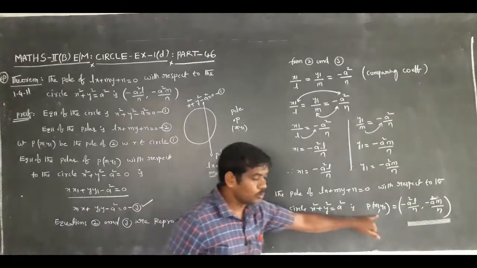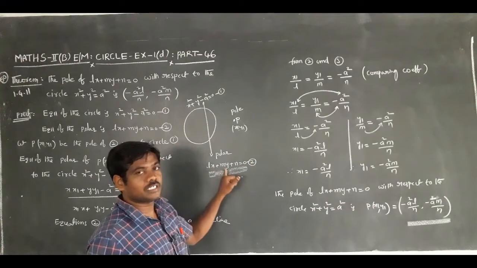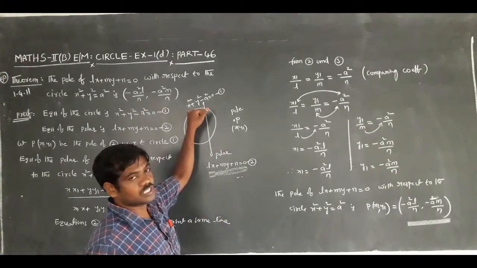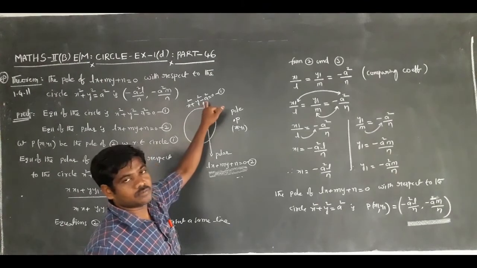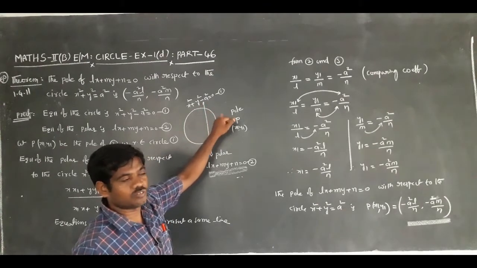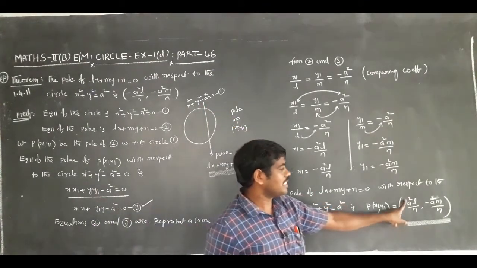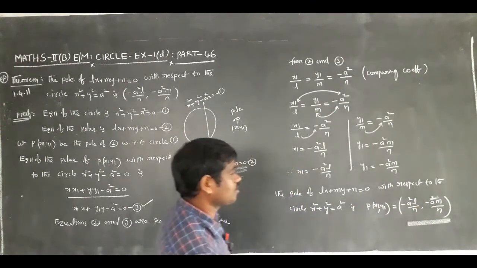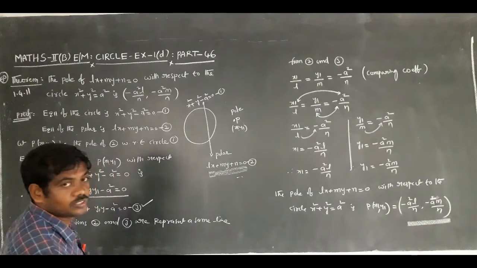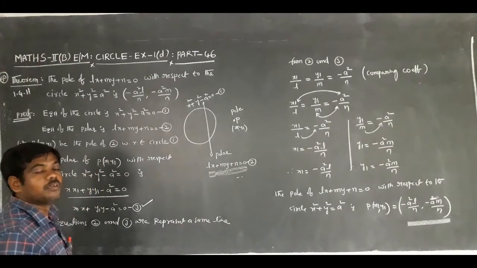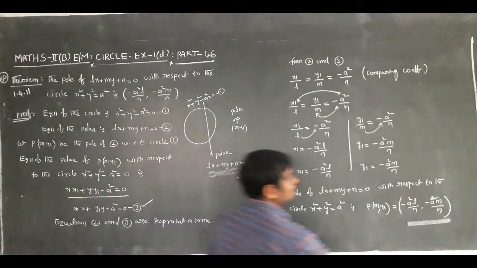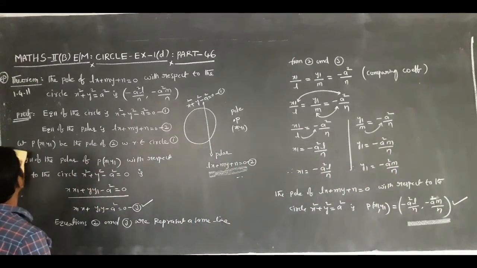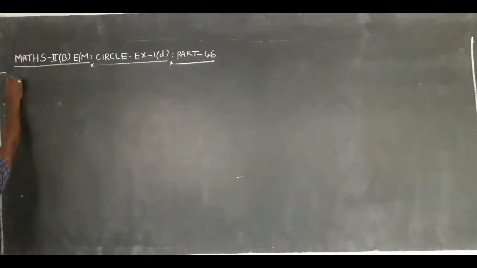This is the pole of Lx + My + N = 0 with respect to the circle x² + y² = a²: (−a²L/N, −a²M/N). This is the formula for finding the pole. Next one, formula.